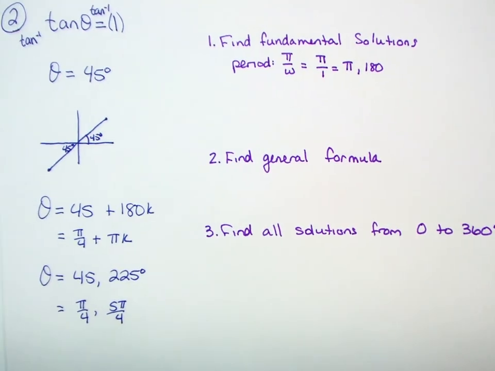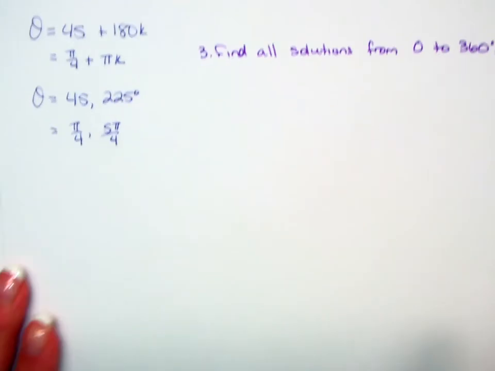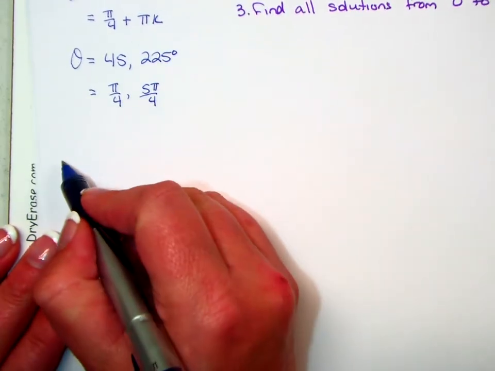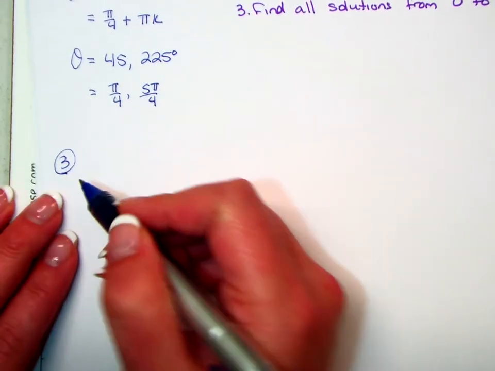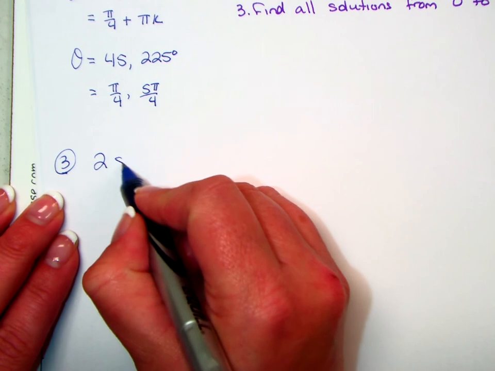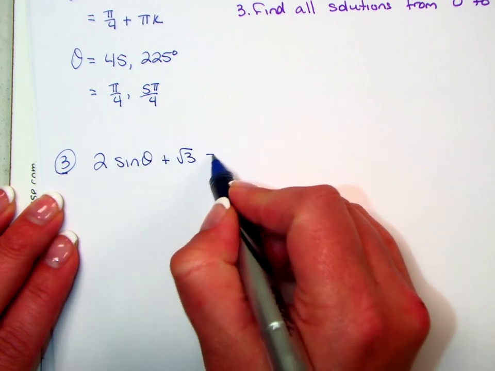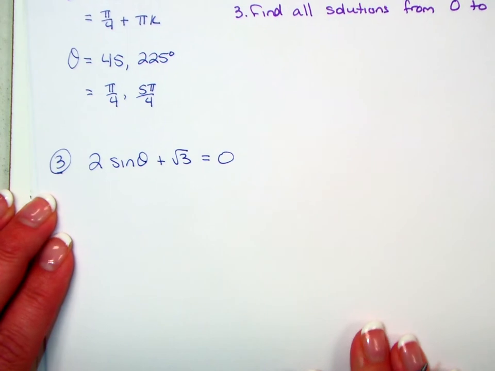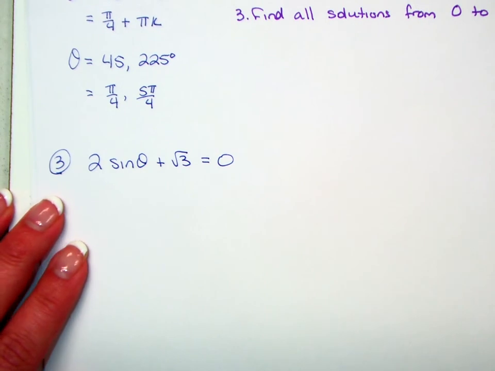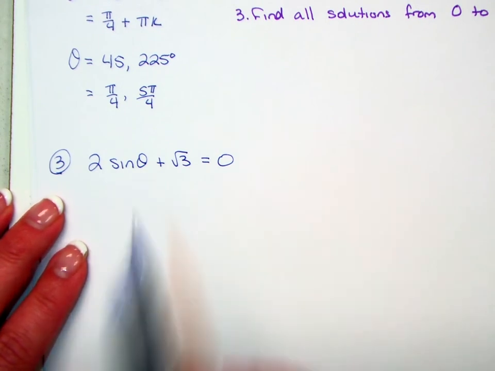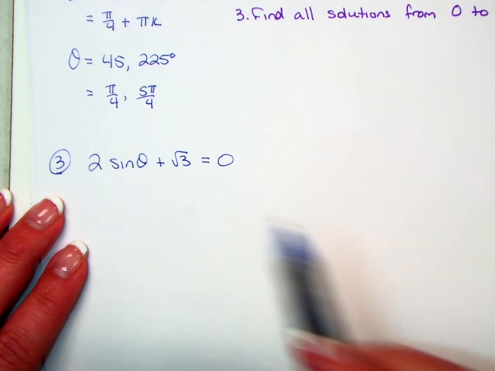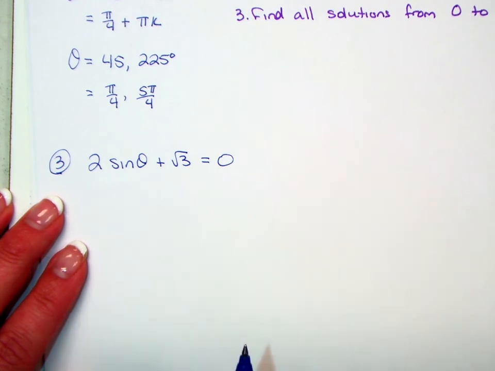All right, let's do another one. Example 3. Let's do 2 sine theta plus rad 3 equals 0. So in order to solve this one, I want you to get the trig function by itself. So solve for sine theta first, and then we can use our inverse sine at that point.